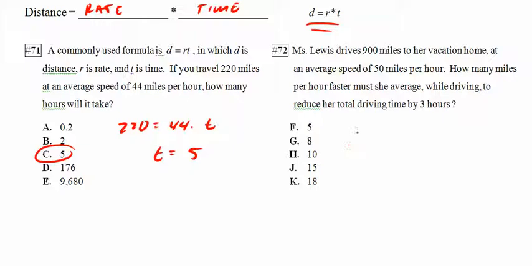This one makes it a little trickier. 900 equals 50 times t. T equals 18 hours.